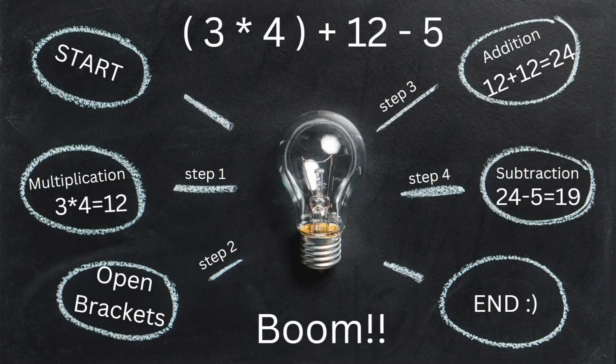In the same manner, first we started to find the solution. Next, we multiplied 3 and 4 to get a result 12, according to BODMAS rule. Then we opened the brackets. Next, we add 12 and 12 to get 24. Then we subtract 5 from 12 to get the answer. And boom, here's the end of our algorithm. That was pretty easy, right?